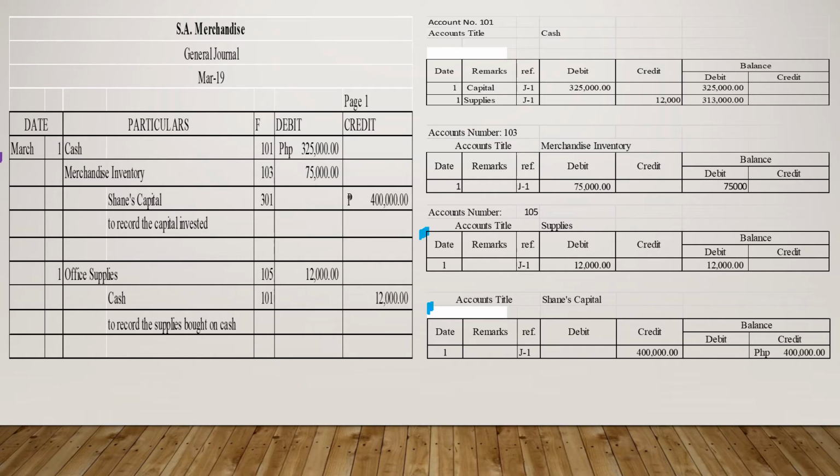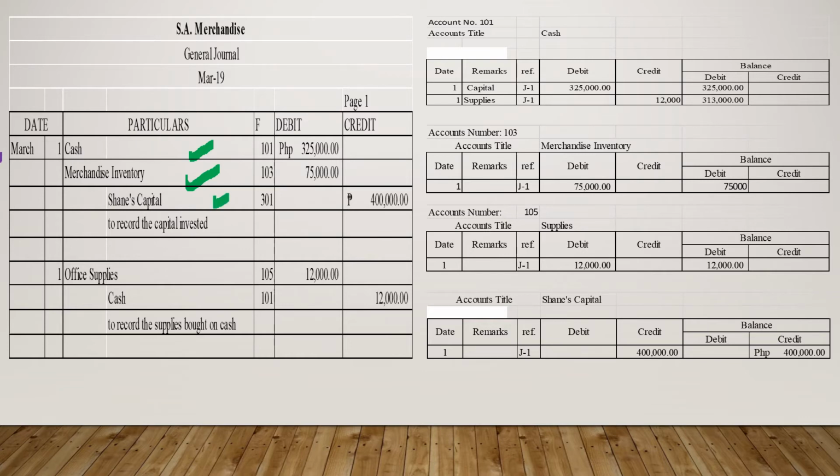So let's start. First, let's analyze the first transaction that we record in our general journal. On March 1, we entry cash 325,000 debit, merchandise inventory 75,000 debit, and Shane's capital total of 400,000 in credit side.